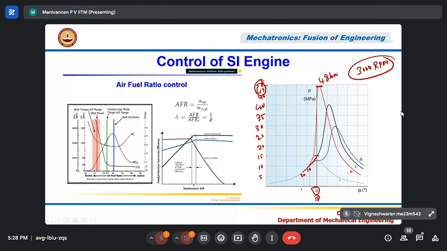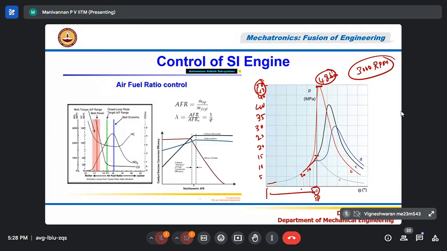I told you, the higher the pressure developed at the end of the compression stroke, correct? This is the compression stroke. The whole thing is the compression stroke. I am getting 40, 50 bar. So I will get maximum pressure and maximum force, maximum torque. I am good. I get maximum power.